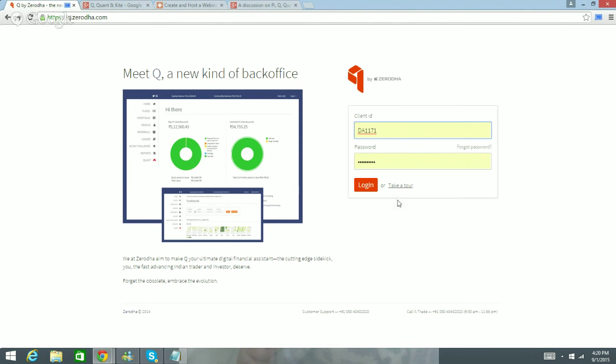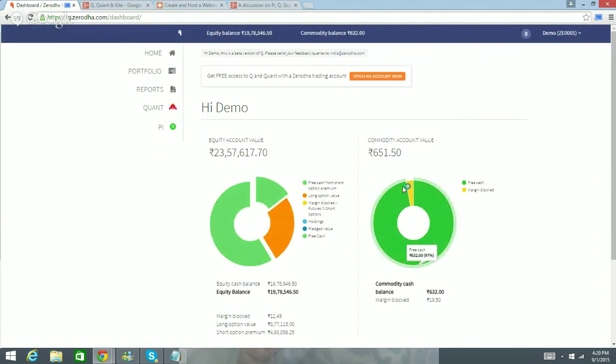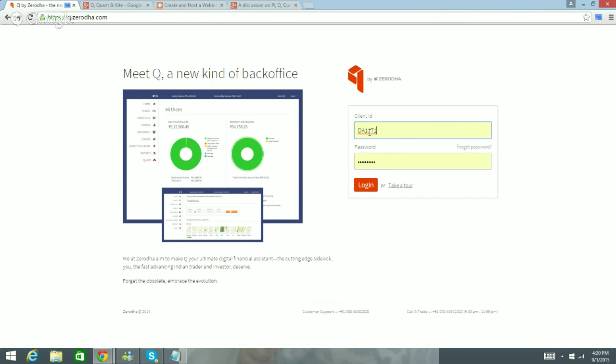Okay, so one of the cool things we have here is this take a tour option. A take a tour option means anyone who's not even a client at Zerodha can actually run through the entire Q and Quant demo account. So there's a demo account. It's not real money, right? So I'll actually not do this whole demo. I'll log into one of the real accounts.